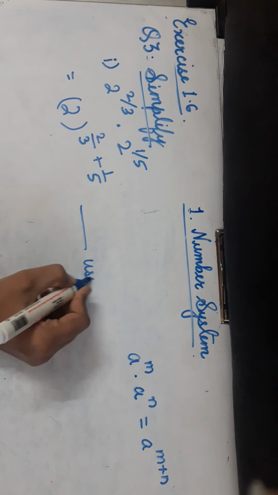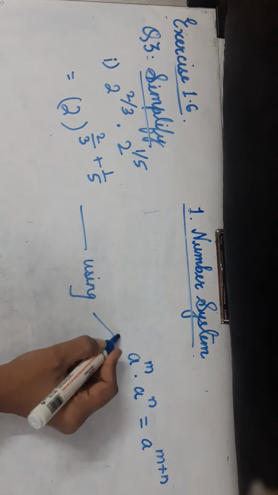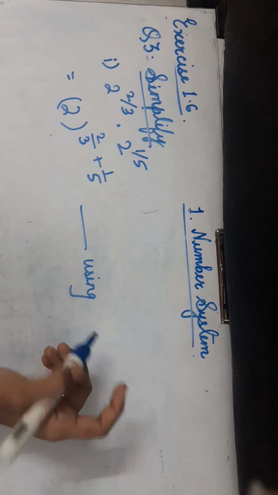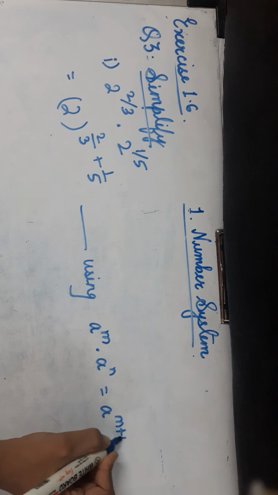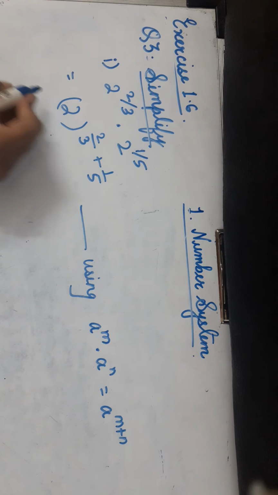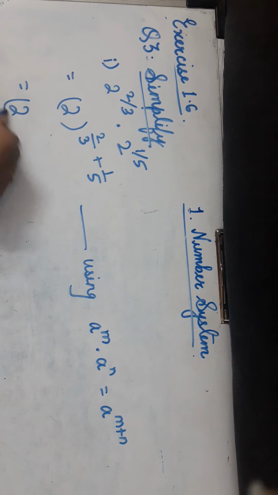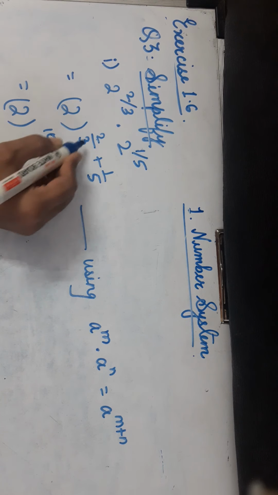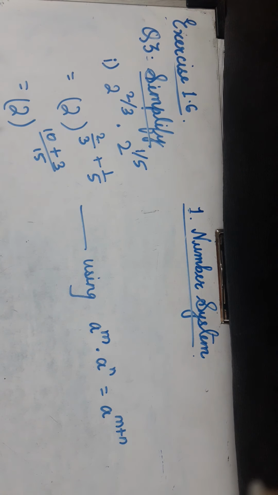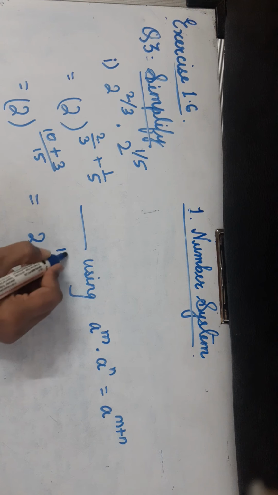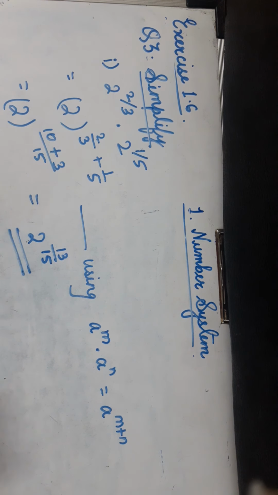So you have to mention you have done it using this law. Let me write this down. A raised to m into a raised to n is equal to a raised to m plus n. Now solve this. It will be 2 raised to 5 2s are 10 plus 3 into 1, 3 upon 5 3s are 15. So it will be 2 raised to 13 upon 15. 2 raised to 13 upon 15 is the final answer. Clear? Now let us see the next question.